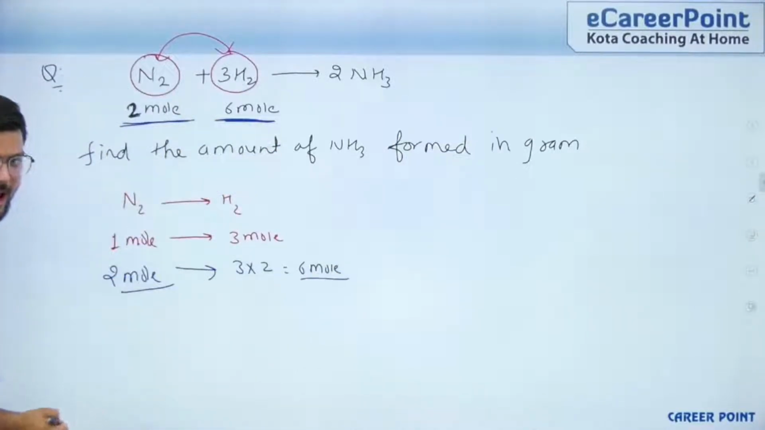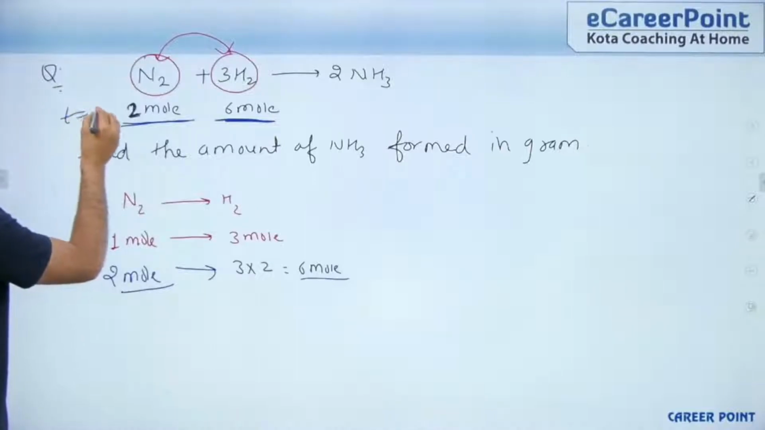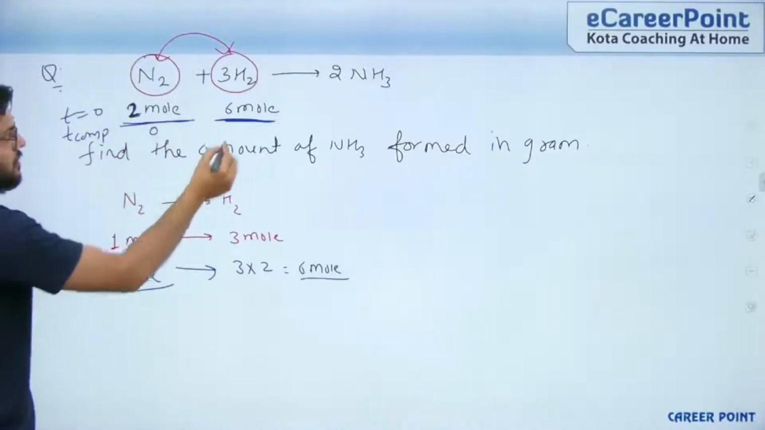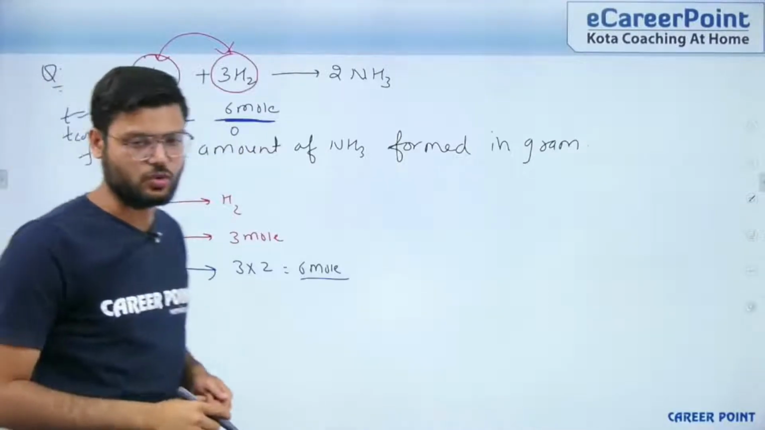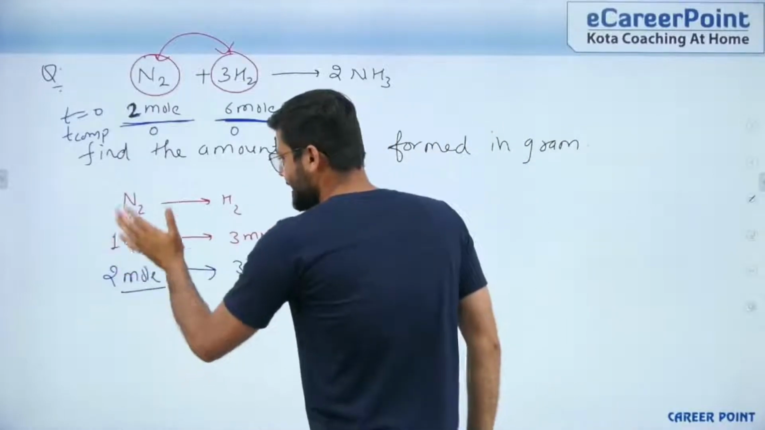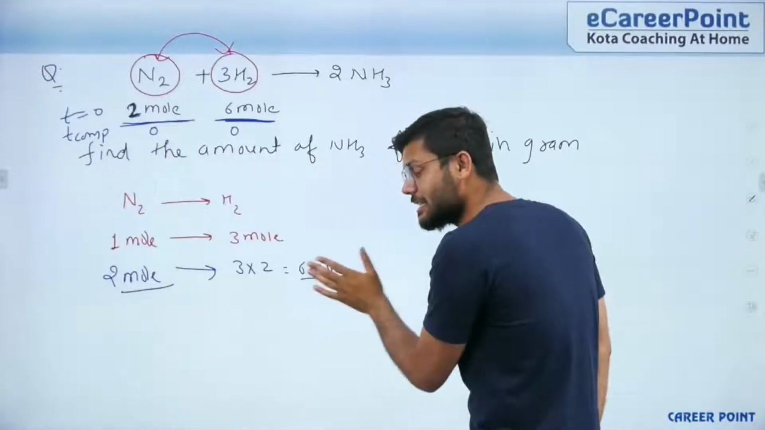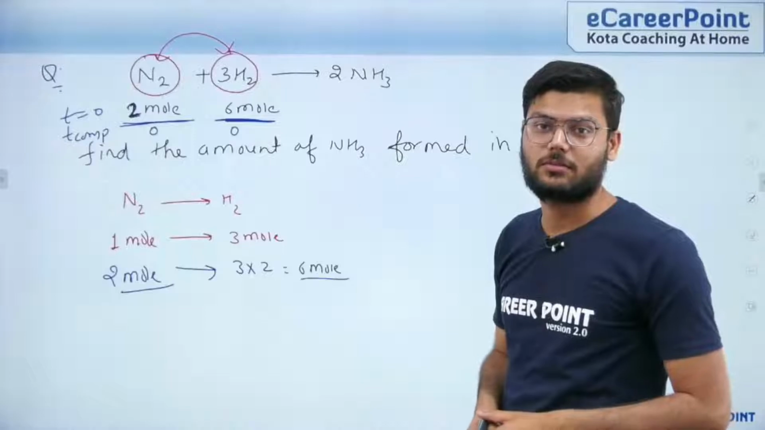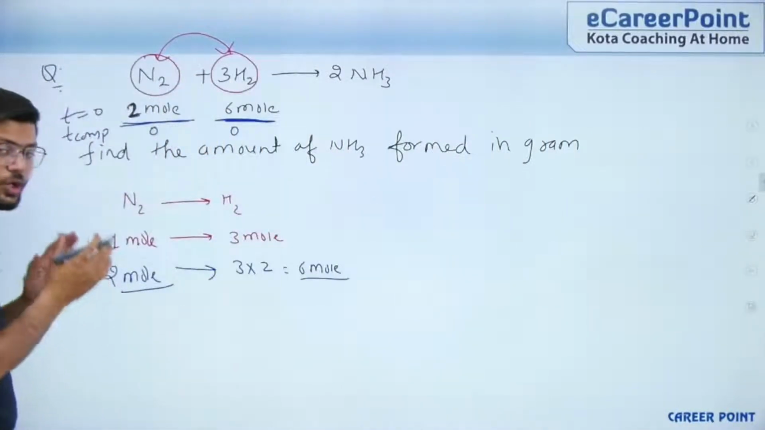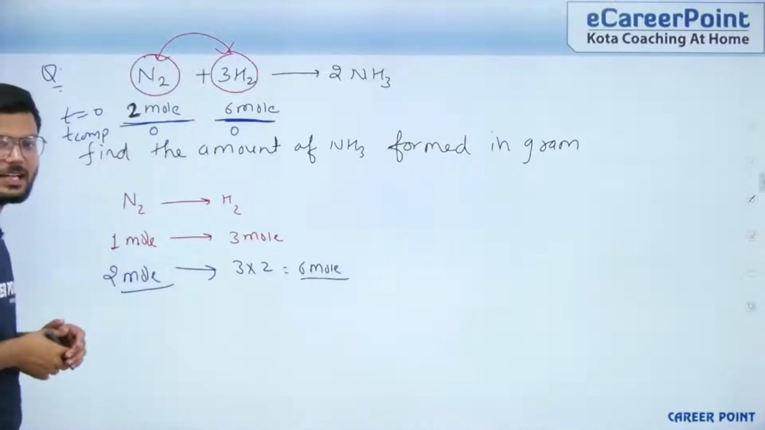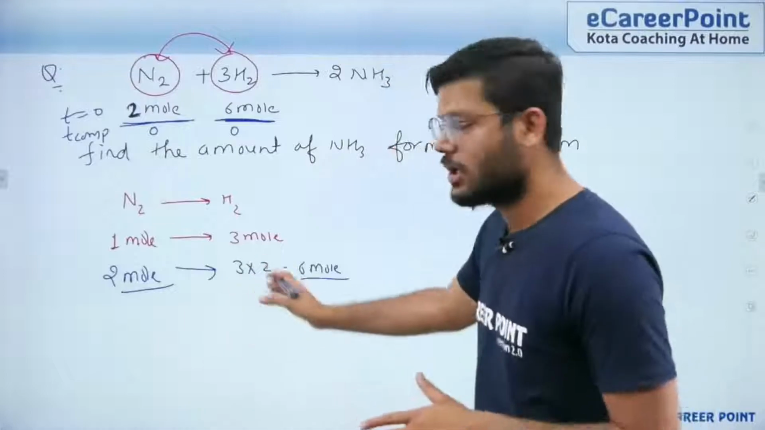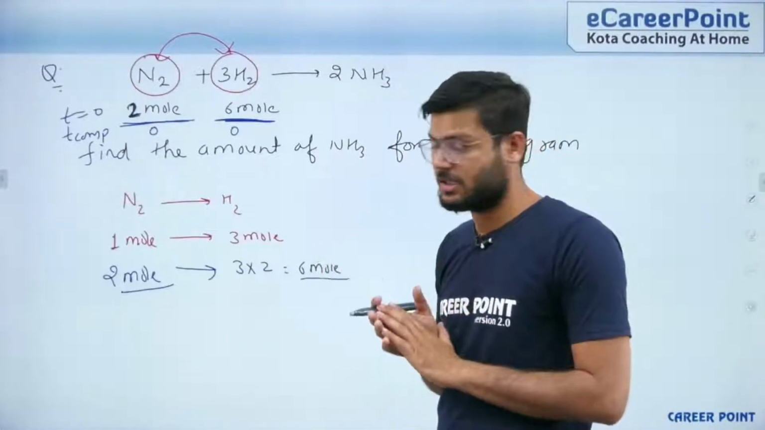That means after the reaction, at the time of completion of the reaction, we will have nitrogen left 0, hydrogen left 0, because we can clearly see that 2 mole of nitrogen is going to completely react with the 6 mole of hydrogen. So there is no amount of nitrogen and hydrogen left behind in the reaction, or there is no reactant left in the container. So this reaction is going to be complete.